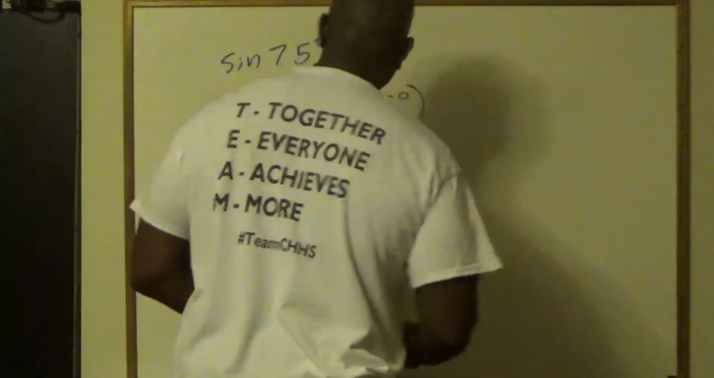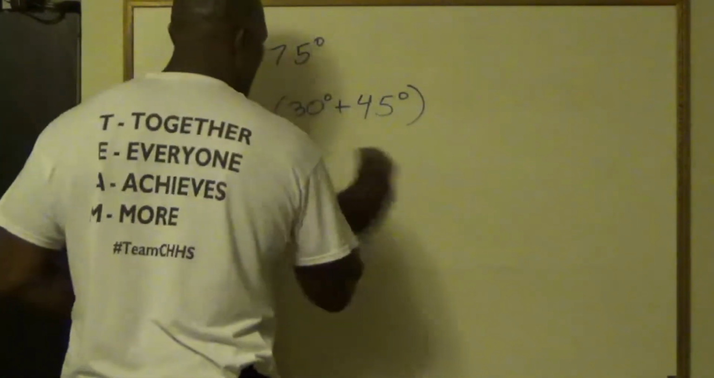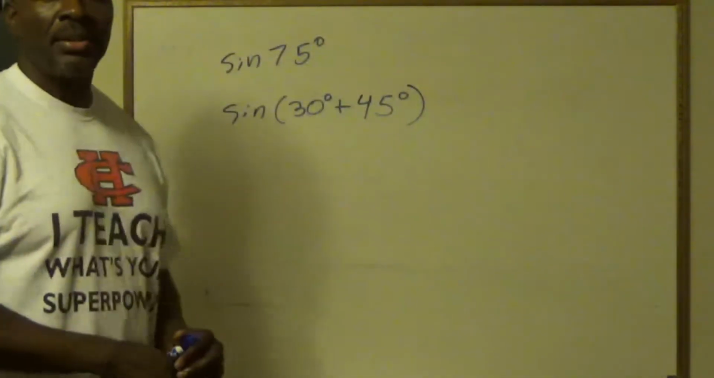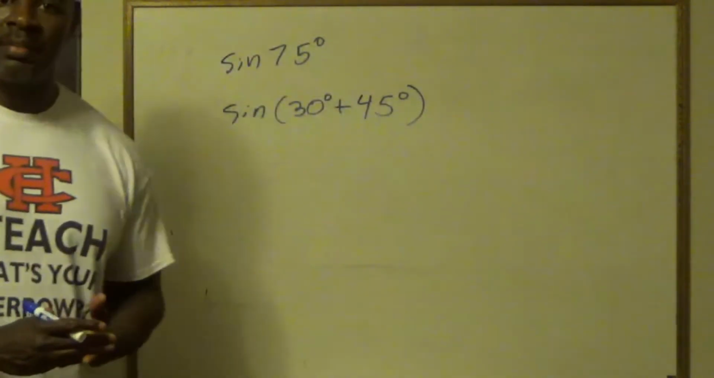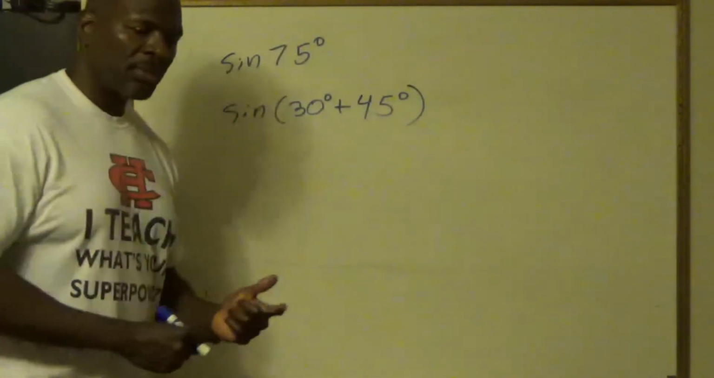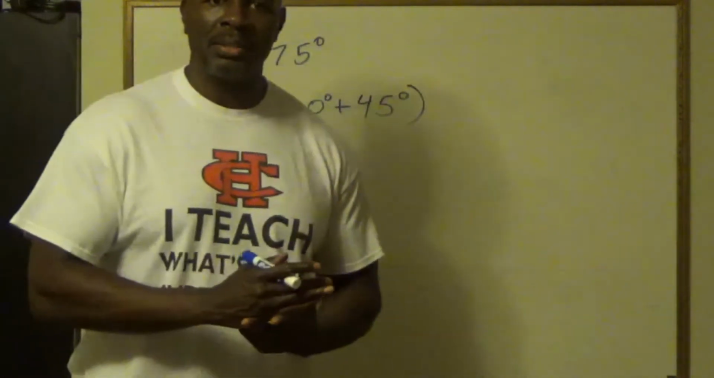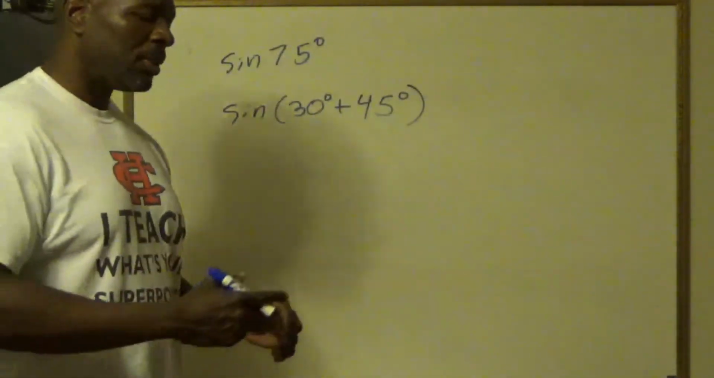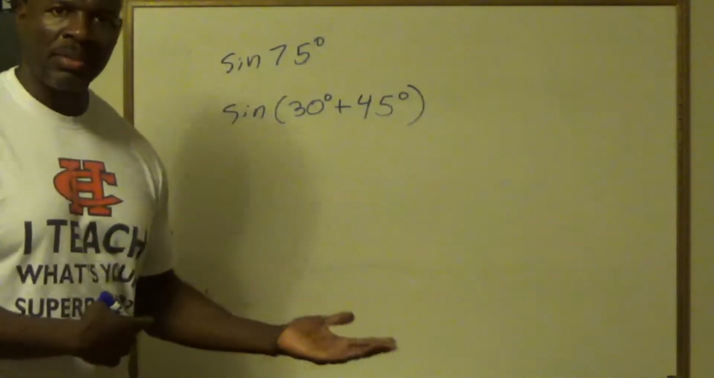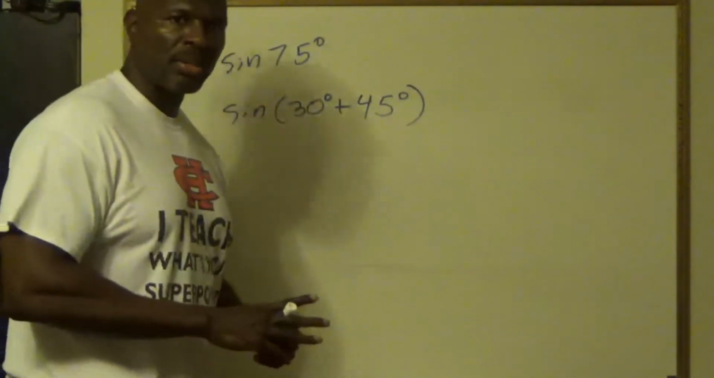So I'm going to find the sine of 75 using 30 and 45 because I know the sine of 30 and 45 and I know the cosine of 30 and 45. To do these identities, we have to know the sine and the cosine of these angles. And of course, the angles we're going to be using are going to be 30, 45, or 60, or angles that have reference angles of 30, 45, or 60, or the quadrantal angles.